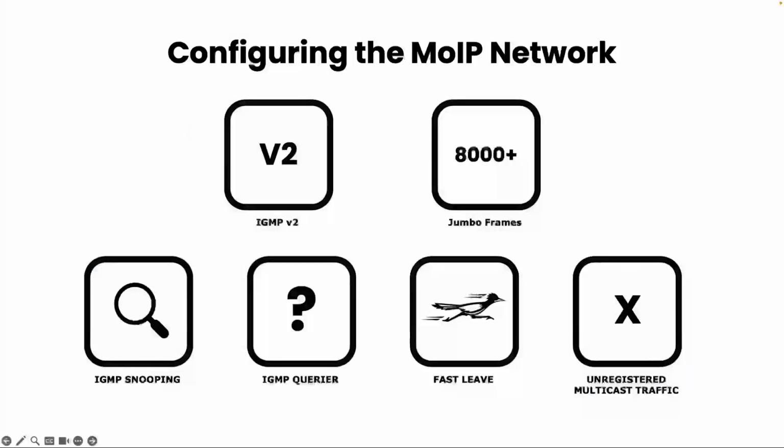So when you set up that MoIP easy button in Oversee, what exactly did that configure? So it's going to put us in IGMP v2 and it's going to set us up for jumbo frames. It's going to turn on IGMP snooping, enable IGMP courier, enable fast leave, and it will drop unregistered multicast traffic. And Christopher is going to go through some of that with you in Oversee, what it looks like on the back end, in a little bit.